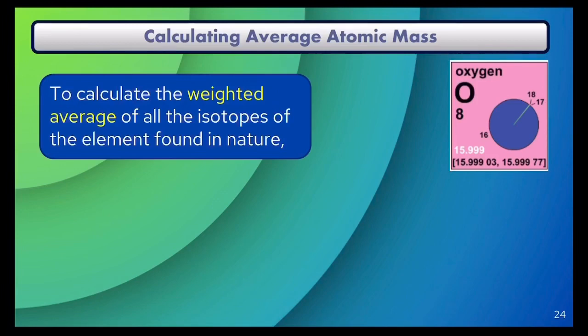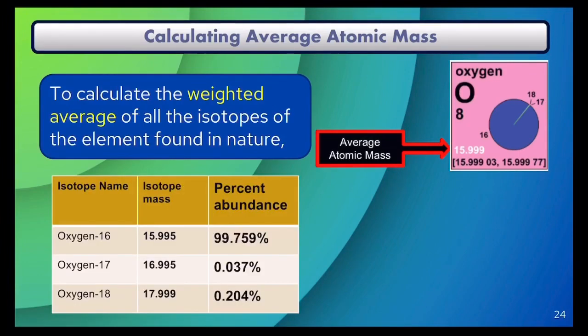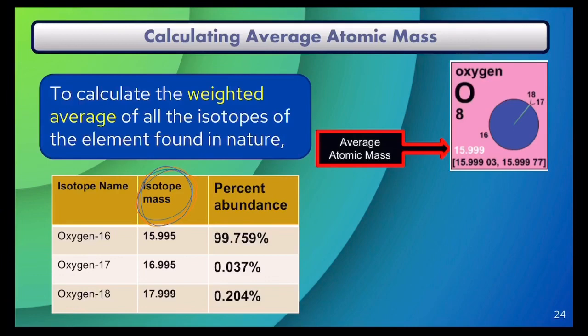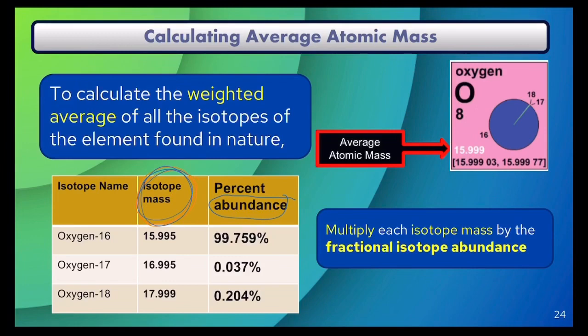So to calculate the weighted average of all the isotopes of the element found in nature, remember, to get this number here, the 15.999, you need two pieces of data. You need the individual isotope mass, which is shown here, and you need the abundance, but not just the percent abundance, you need the fractional isotope abundance. So that will mean converting each of these percent values to decimal. To do that, remember, divide all the percentages by 100, or you can move the decimal point over 2 places.